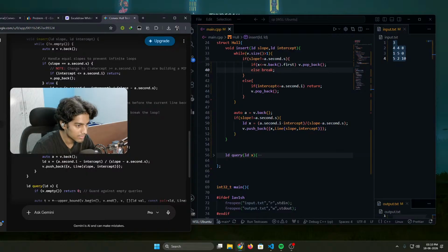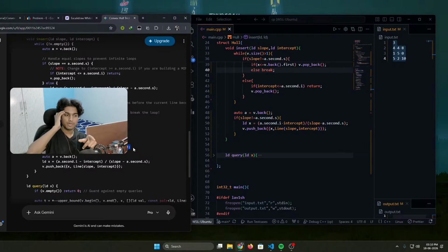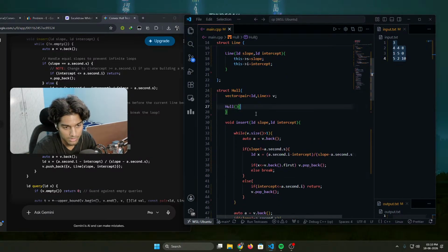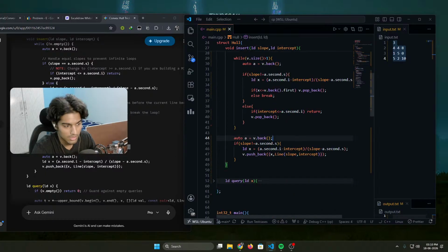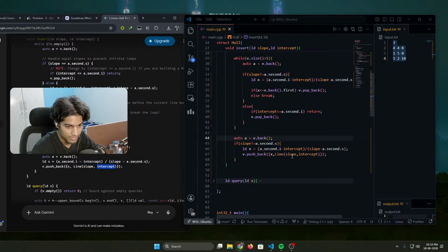What if V is empty? If V is empty, then we push back the first line. I think this is much better, I believe. So I'm going to go with this particular thing. This is much better, of course. Else I'm going to push. I don't need this.